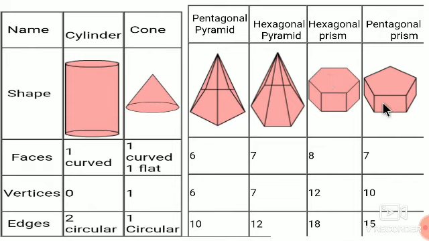It is the pentagonal prism. So the top face is pentagonal, bottom face is pentagonal, and the 5 standing faces, 5 plus 2, 7 faces are there. Vertices. Top face has the 5 vertices, bottom face has the 5 vertices, so 5 plus 5, 10 vertices are there. Now the edges, the top face has the 5 edges, bottom face has the 5 edges, and these 5 heights. So 5 plus 5 plus 5, 15. So this is all about this lesson. Understood it?